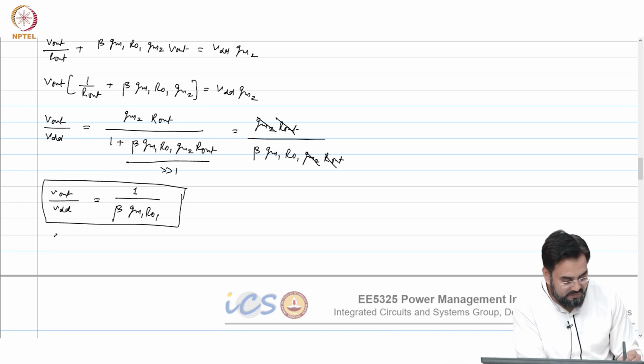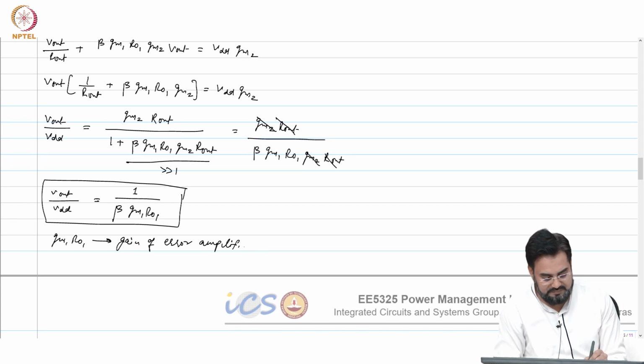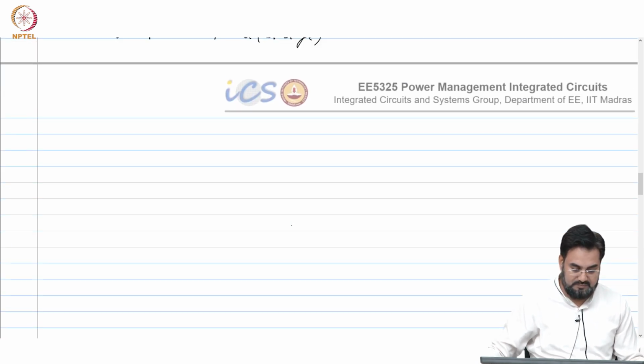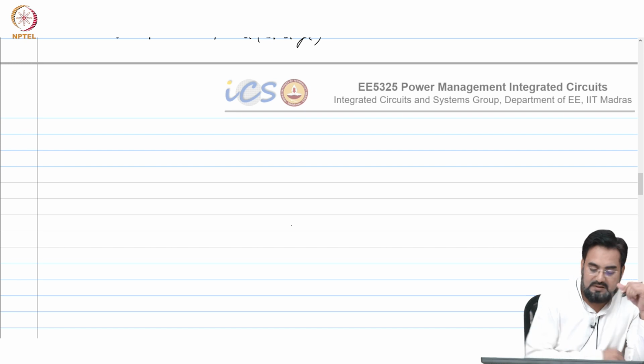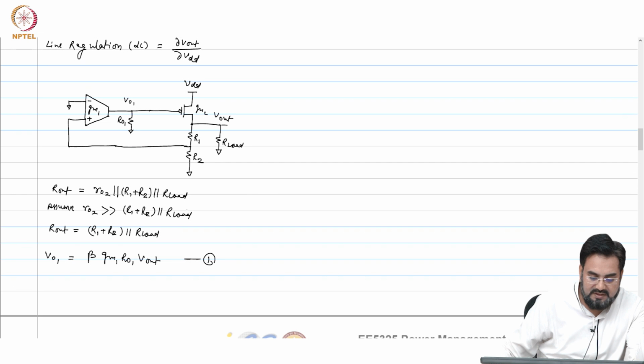Okay. So, GM1 R01 is gain of error amplifier. First stage. Okay. So, now we will include the capacitor and we will derive it again and see what happens.